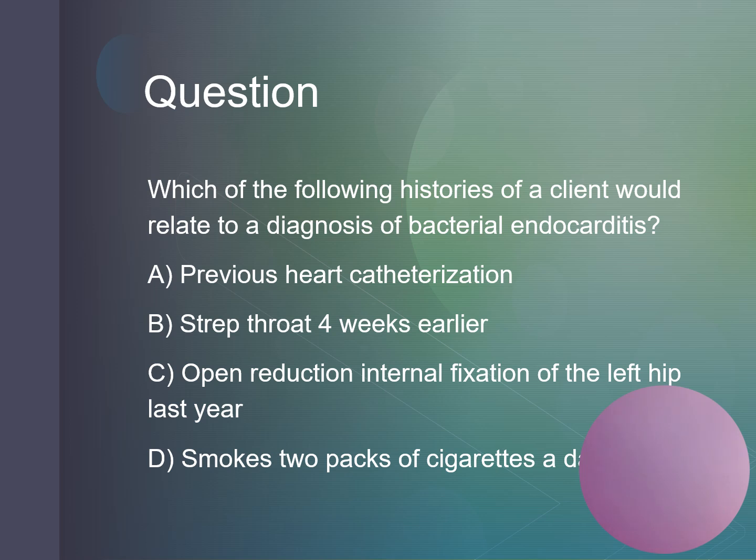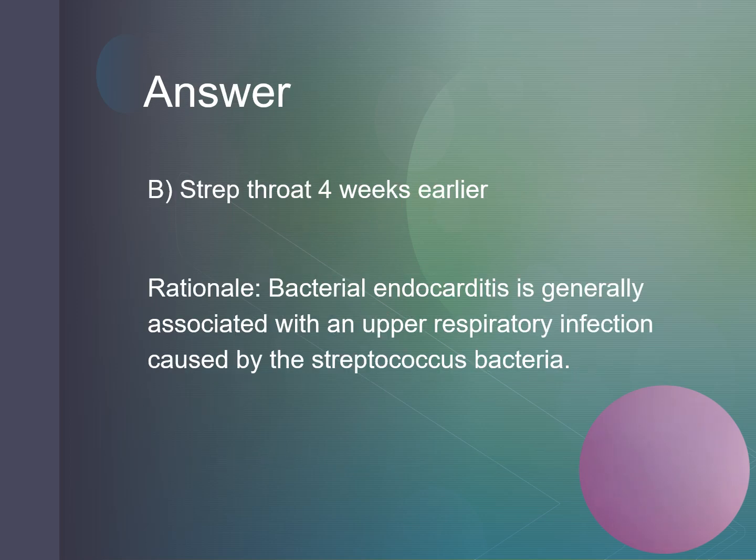Which of the following histories of a client would relate to a diagnosis of bacterial endocarditis? A previous heart catheterization, strep throat 4 weeks earlier, open reduction internal fixation of the left hip last year, smokes 2 packs of cigarettes a day. That will be that history of strep throat a month ago.